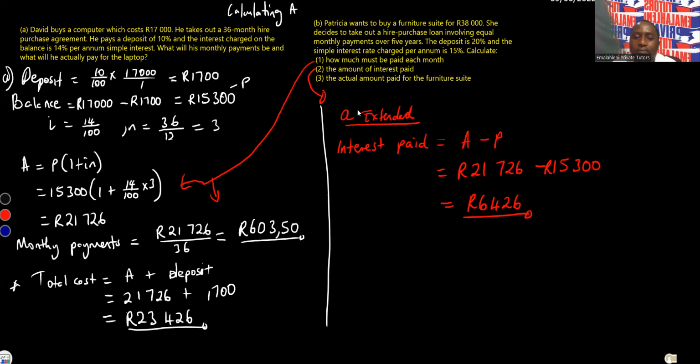Okay. Now the actual amount paid for the furniture suite. Here is number 3. It's something that we have already done here. So I'm doing this to give you a hint. We're not doing the question for you. Okay. Let's look at the next question.